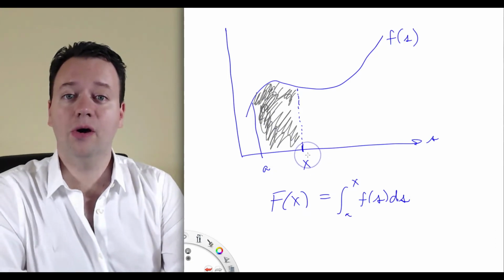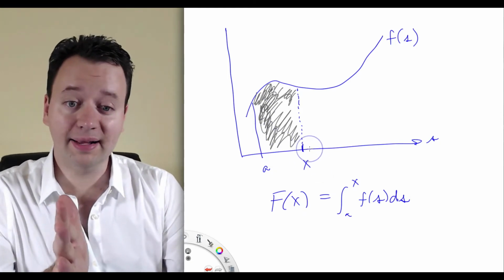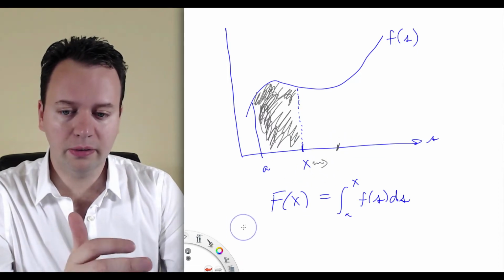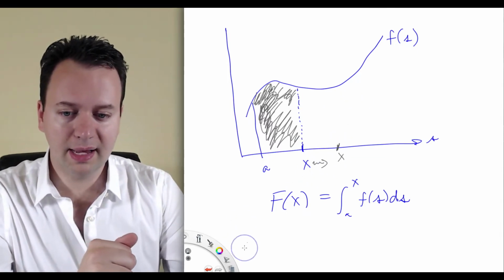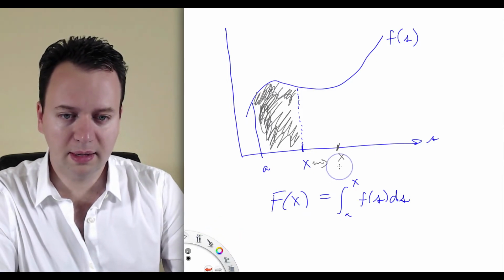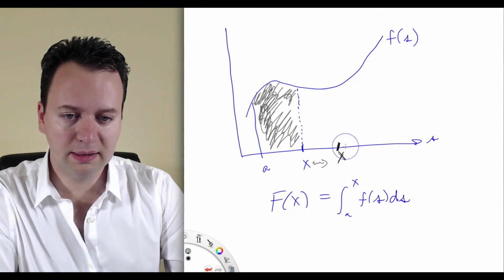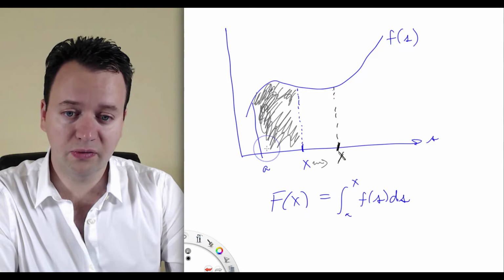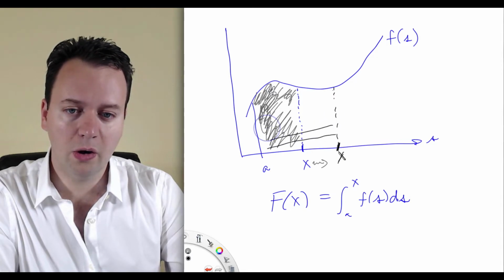But x is a variable endpoint, which means I can slide x back and forth. So as I slide x out, let's say I extend x to over here. Well, now it's the area from a to this value over here. So we get this whole area like that.